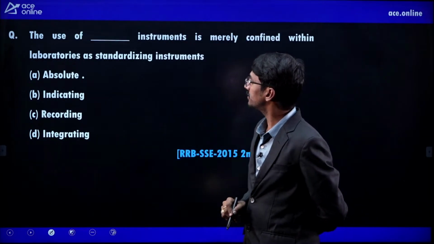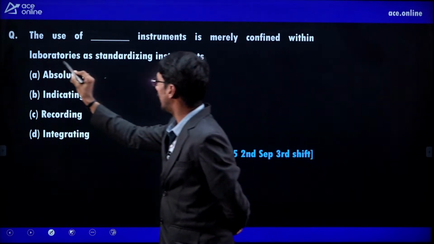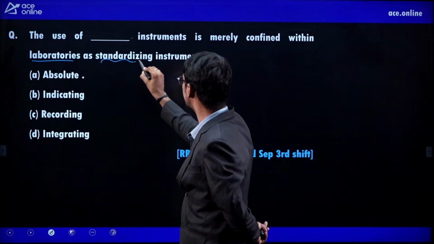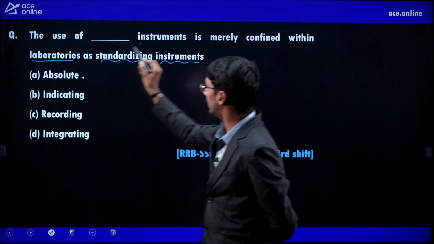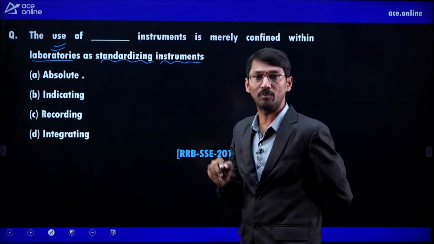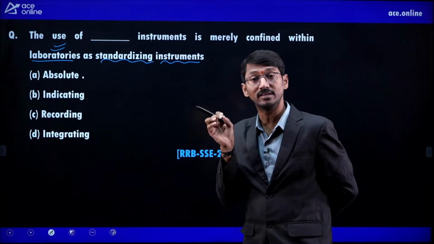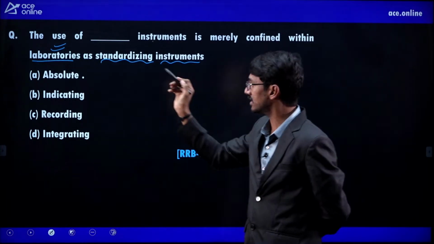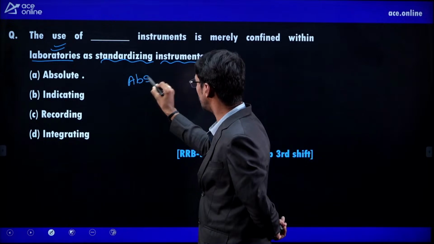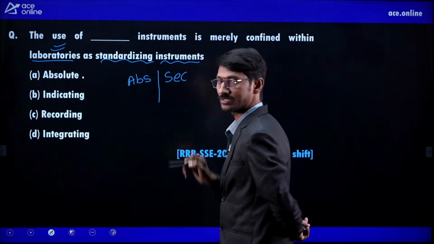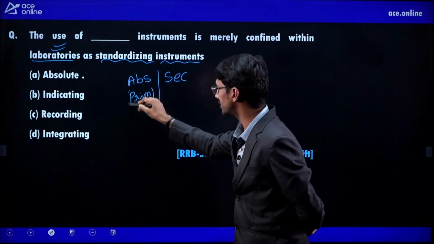Second one is, the use of dash instruments is merely confined within laboratories as standardizing instruments. Kindly see the complete question. They are asking about use within the laboratories, not our college laboratories, but laboratories as standardizing instruments. So which do we use generally? We have absolute instruments as well as secondary instruments. Two types of instruments are there. Absolute instruments are also called primary instruments.